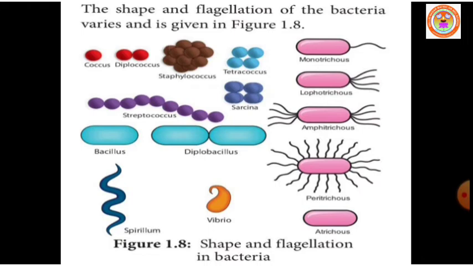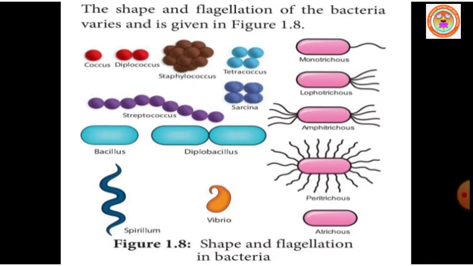coccus, bacillus, vibrio, and spirillum. Coccus is generally spherical in nature: Diplococcus, Staphylococcus, Tetracoccus. If two cocci are together, it is called Diplococcus. Coccus is singular, cocci plural. If many bacteria are found in a cluster, it is Staphylococcus. Four cocci together are called Tetracoccus.